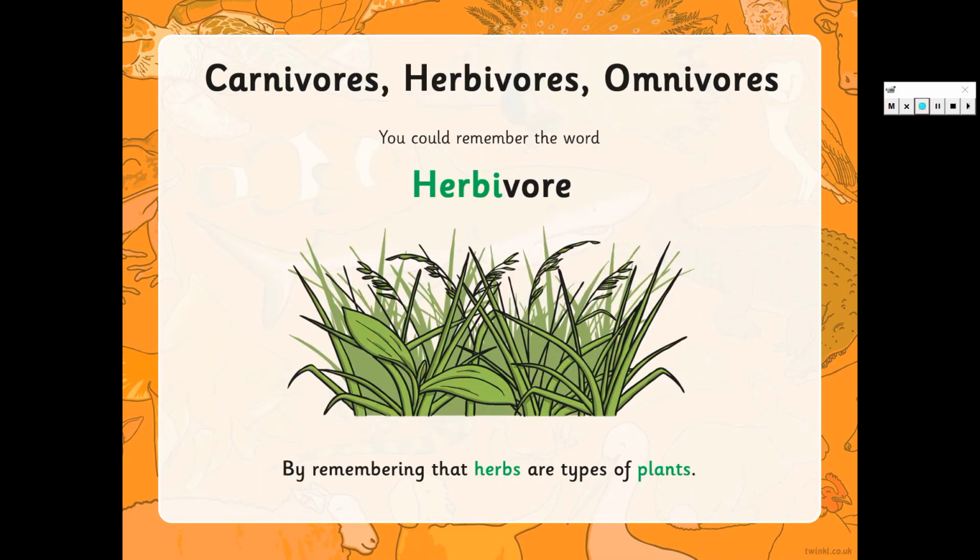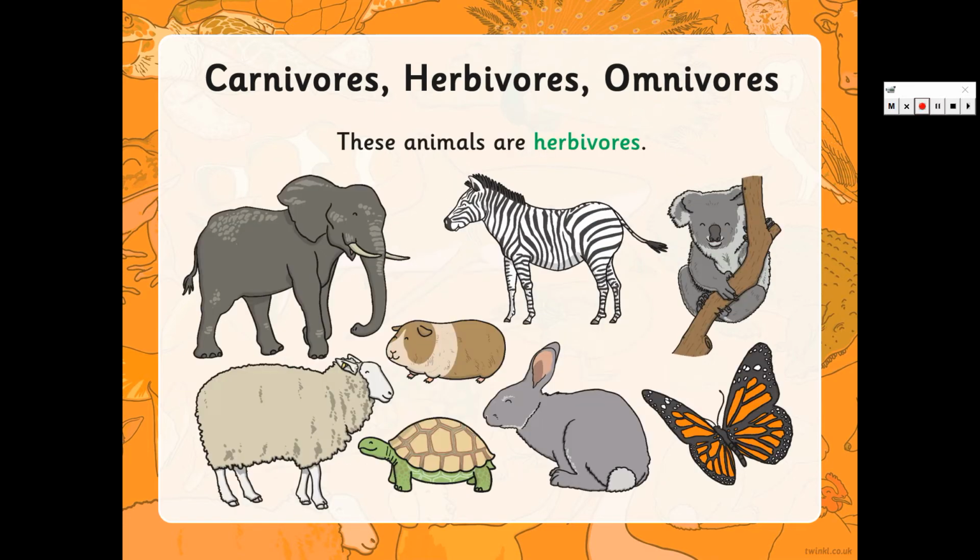So a herbivore, one way you can remember this is that a herb is a type of plant that we can grow. So herbivore is a type of plant that you can eat. So all of these animals on the screen now are herbivores. They eat plants. So have a little think of what types of plants they eat. So if you look at the butterfly, for example, it would be eating parts of the leaf.